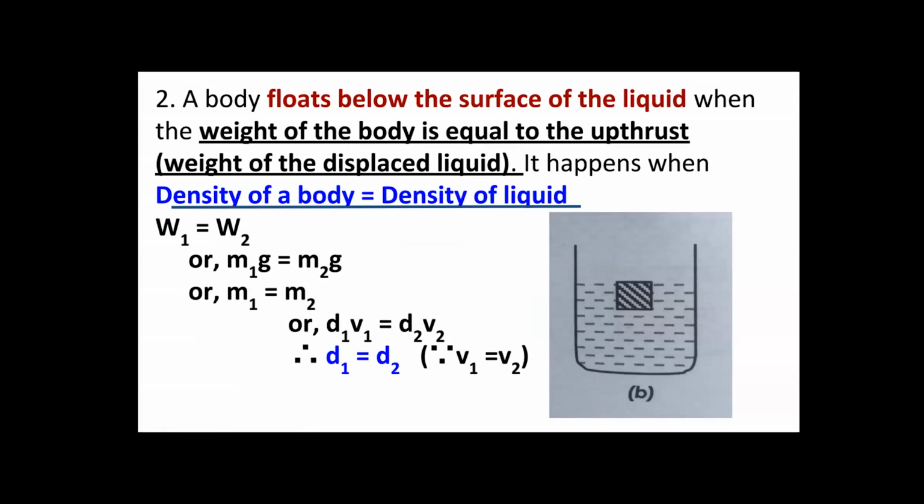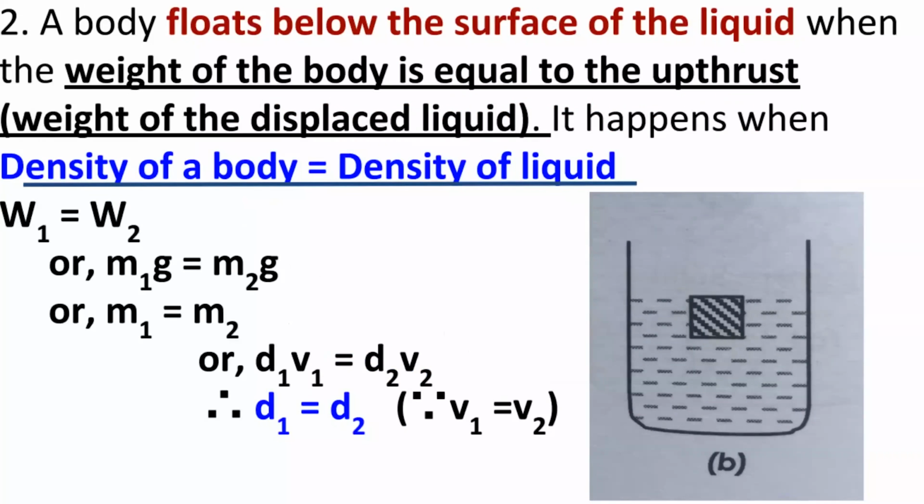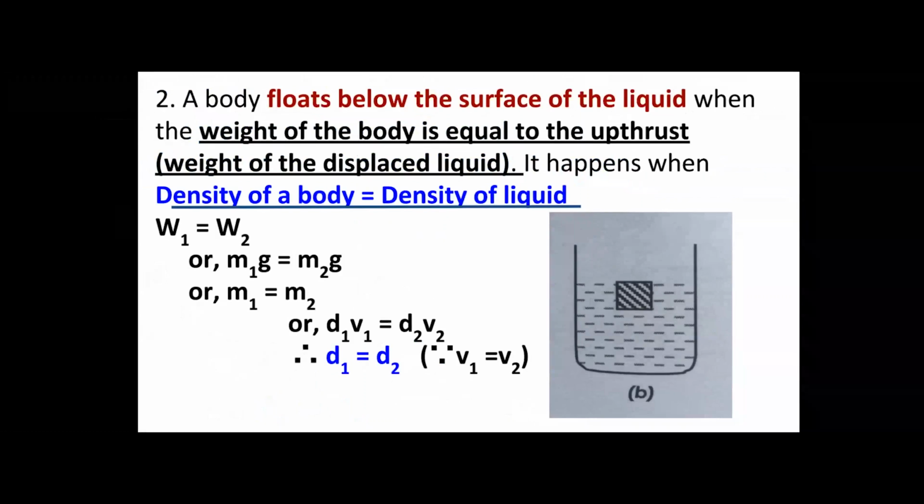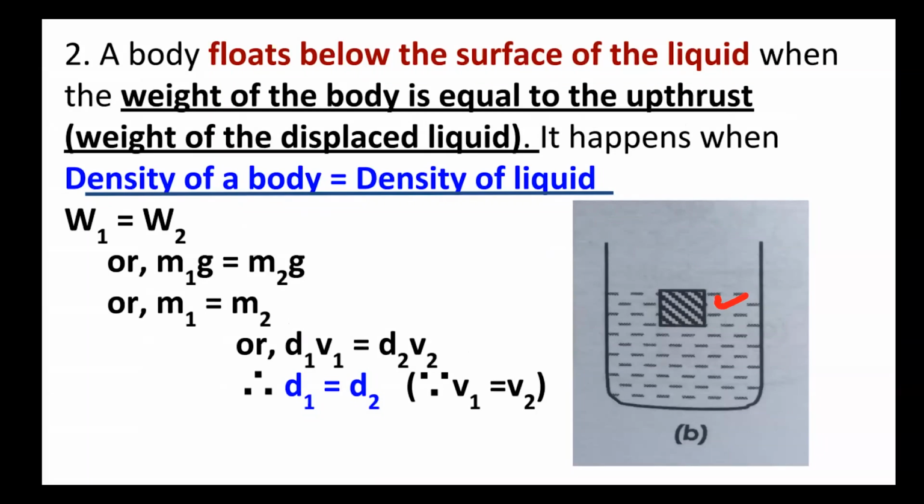A body floats, and there are two ways how a body floats, and this is the case where a body floats just below the surface. So you cannot see any portion of the body out of the liquid. It is floating, but just below the surface. And it happens when the density of the liquid is equal to the density of that body.